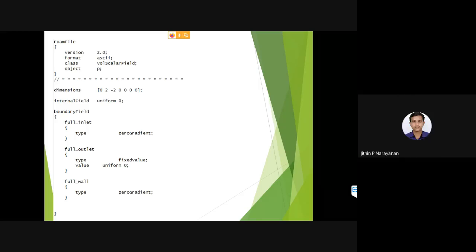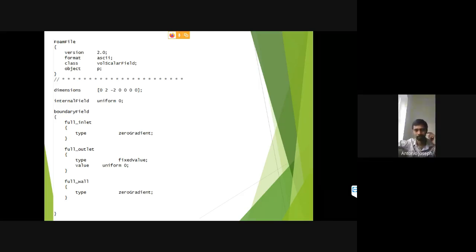Okay. So here the condition is: pressure at the inlet is given as zero gradient, that is, we are not providing any value, and pressure at the outlet is assumed. Yes, exactly.